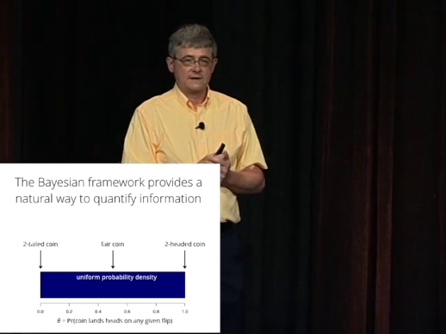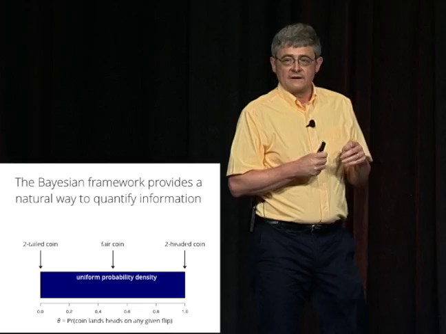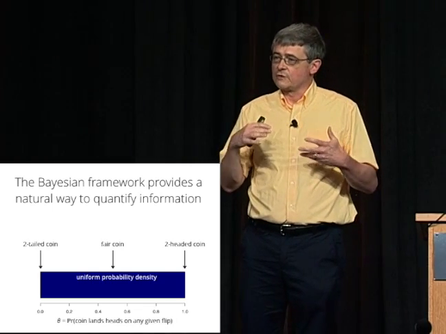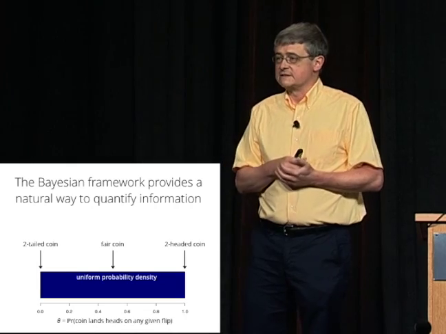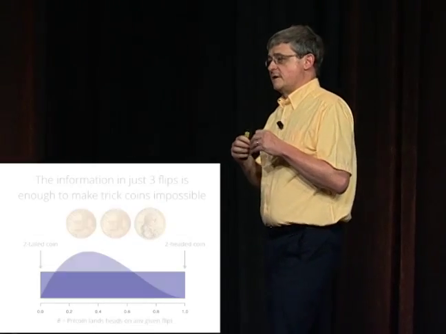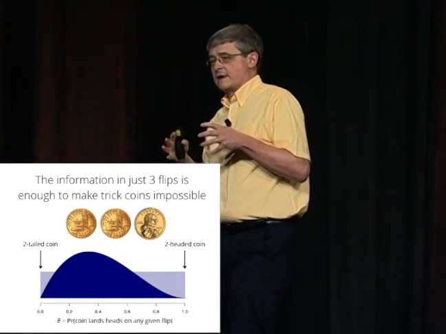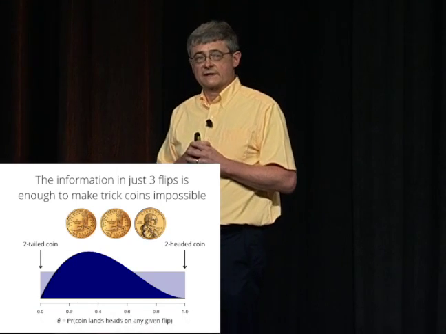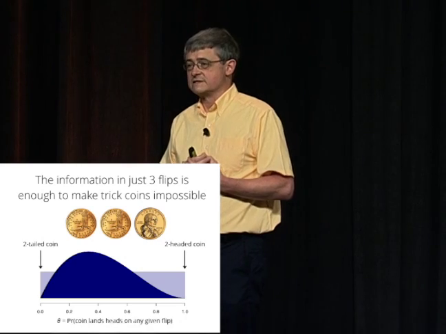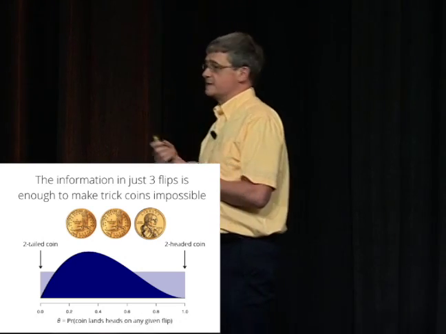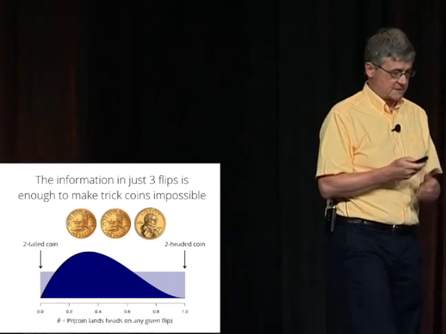We flip a coin only 3 times, and that already starts to transform our prior distribution, which is flat, into a more informative posterior that starts to allow us to consider some values of our unknown theta to be more plausible and some values to be less plausible than other values. And in fact, it already excludes the 2 extreme cases of a trick coin because we've already seen both heads and tails in our first 3 flips.